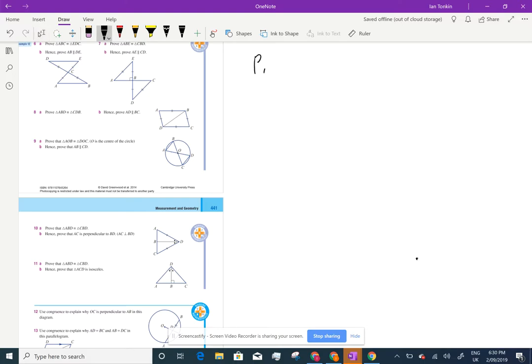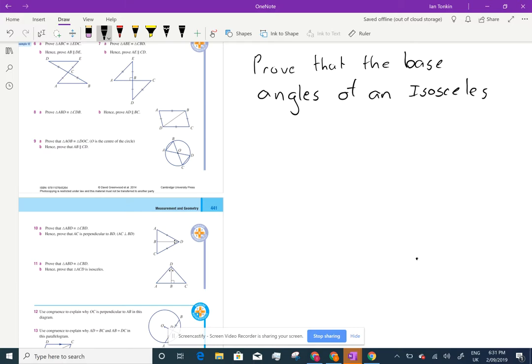is I want to prove that the base angles of an isosceles triangle are equal. So this is the first one. Prove that the base angles of an isosceles triangle are equal.